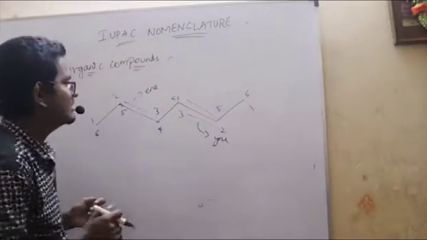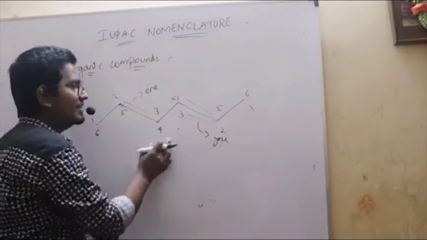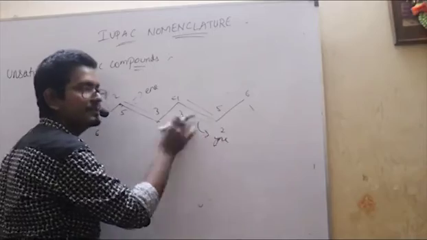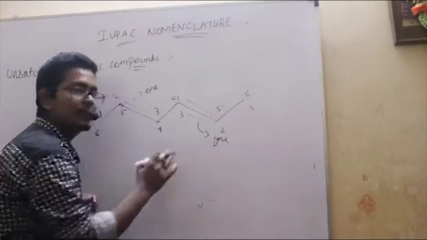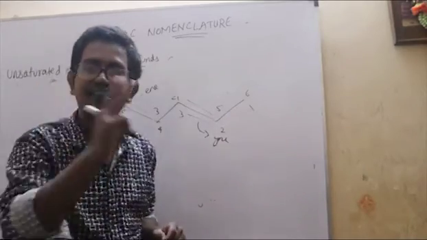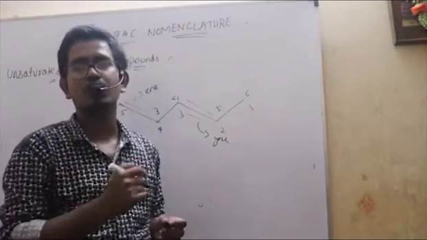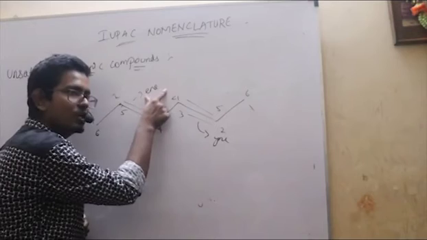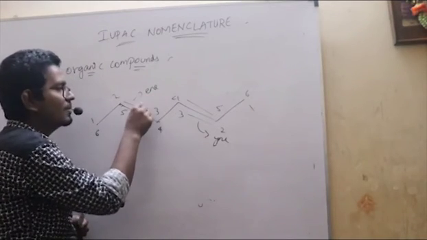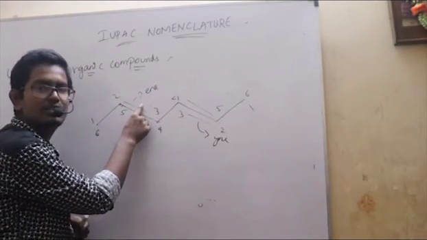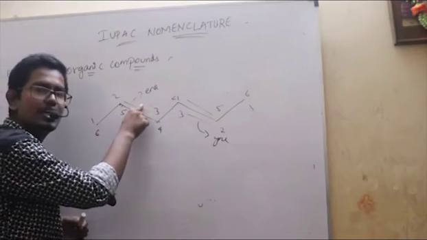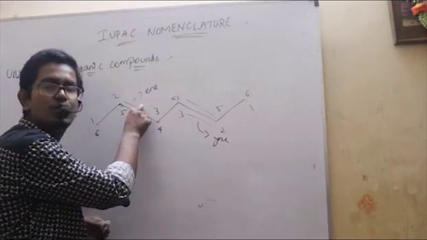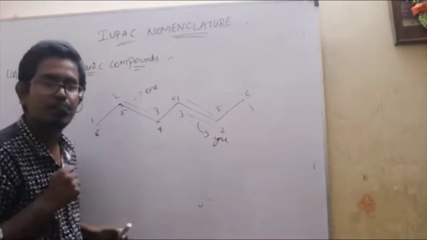Right? So you can see here, as I am giving the numbering from both the sides, this "ene" and "yne", that means this double bond and triple bond, both are coming in the same position. Both are coming in the second carbon. Both are occupying the second carbon. So at that time we should give the preference to the alphabetical order. As in the alphabetical order, this double bond comes first, then we should give the preference to this double bond. This double bond should get the least number.